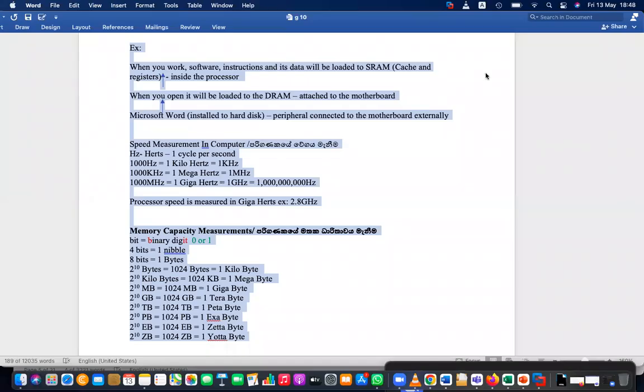Okay, sir. Right. So one thing is speed measurement. How do we measure speed in your computer? That is basically using hertz, kilohertz, megahertz, and gigahertz. How does that happen? Hertz is basically 1 cycle per second. What is a cycle?